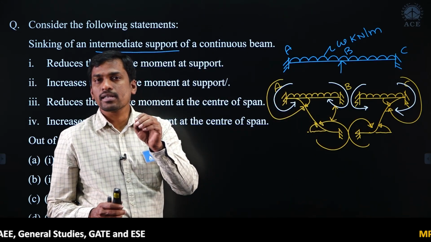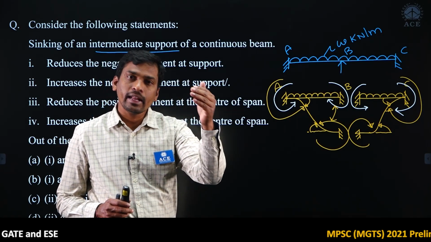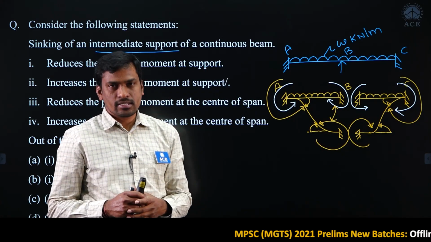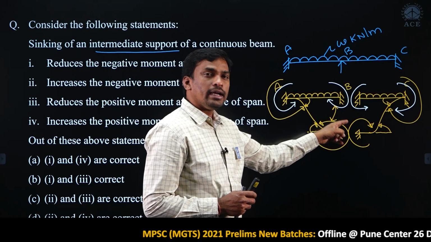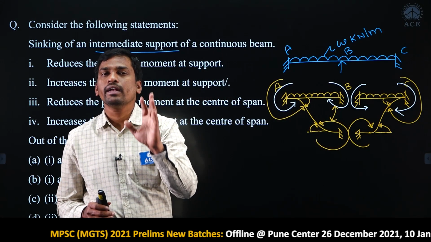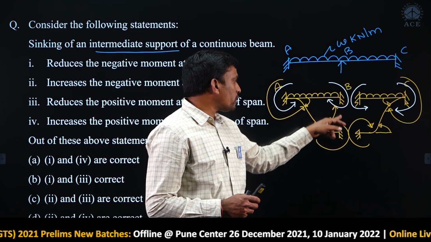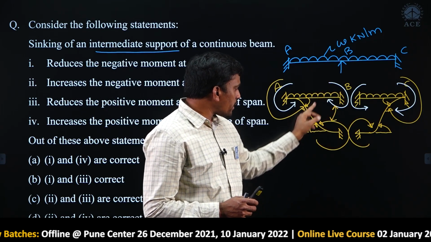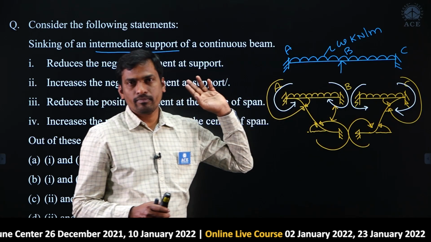If both movements are in different direction, then net movement increases or decreases? Net movement will decrease. Okay. It means movement at the intermediate support will reduce due to sinking of intermediate support. Because at B both movements are in opposite direction, due to loading clockwise, due to sinking this is anti-clockwise.